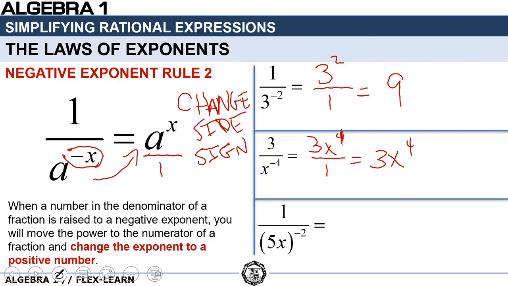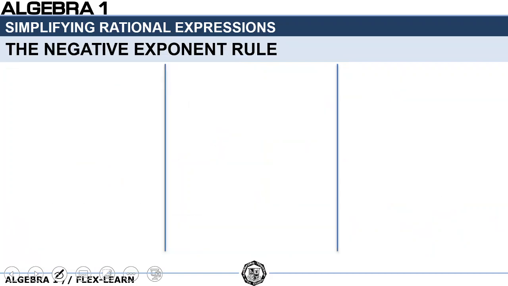And last but not least, if you have something like 1 over 5x to the negative second power, again, move the whole parentheses, 5x to the positive second power now, all that divided by 1. Then you'd want to distribute the 2 here. This would become 5 squared times x squared over 1, and that becomes 25x to the second power, because 5 squared is 25. So negative exponent on the bottom, move it on up to the top and make it positive. If you have a negative exponent on the top, move it down to the bottom and make it positive. Change the side, change the sign.